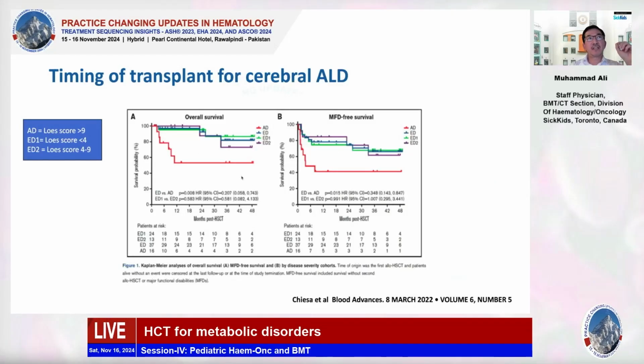So in this paper, the transplant outcome was compared for patients who received transplant in the early stage versus advanced stage. As we can see, the overall survival was much better when the transplant was done in the early stage of the disease compared to the advanced stage. And patients who received transplant in the early stage had much better major functional defect-free survival compared to patients with advanced disease.